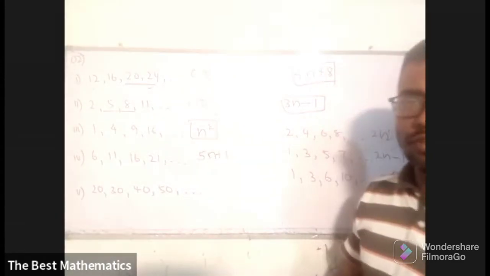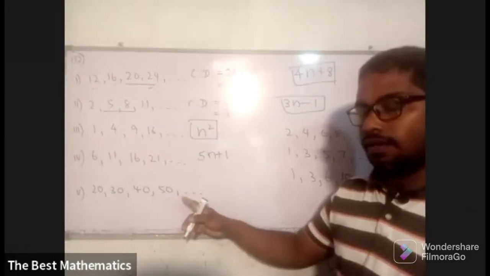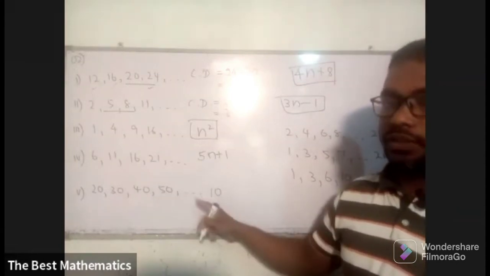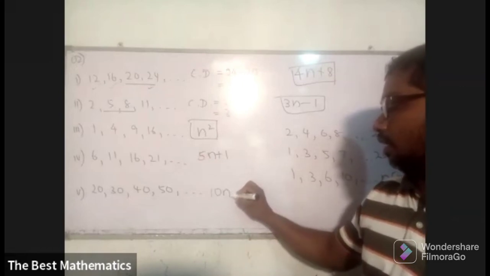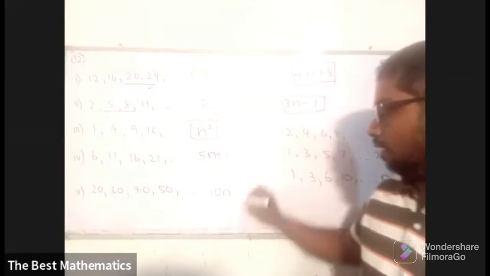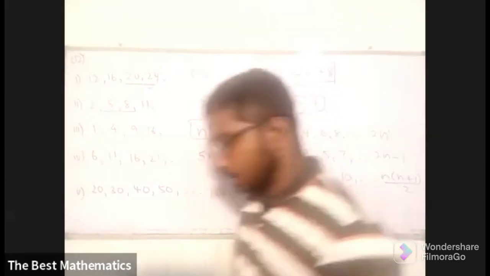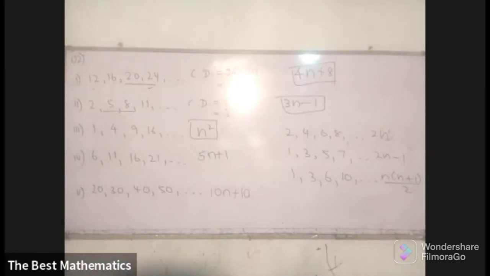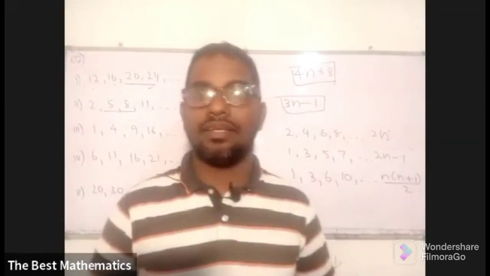Then the general term for the fifth one: 20, 30, 40, 50. The common difference is 10. Consider any two successive terms and subtract the previous one from the next one. Then 10, apply n, 10n. To build up this 20, add 10. 10n plus 10. These are the answers for question number 2, and that is the method of building up the general term for any given number pattern.